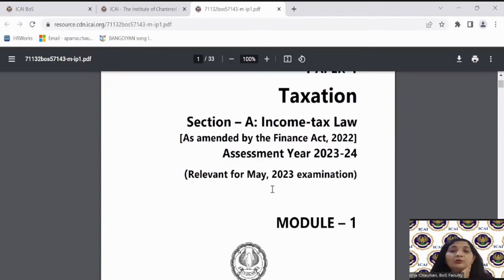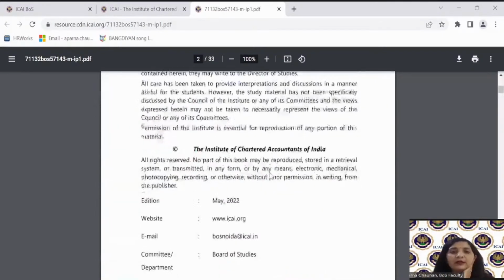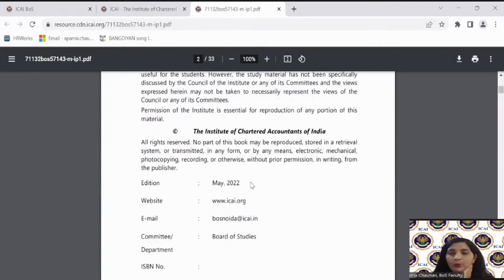And what is the difference between May 23 and November 23 relating to amendments, I will tell you. First, let me take you through the initial pages of the study material. See, this study material edition is the May 22 edition, right? So it is updated till May 22 based on the amendments made by the Finance Act 22 in the Income Tax Act and the circulars and notifications. Again, the important point is circulars and notifications. You already know what is a circular, what is a notification.